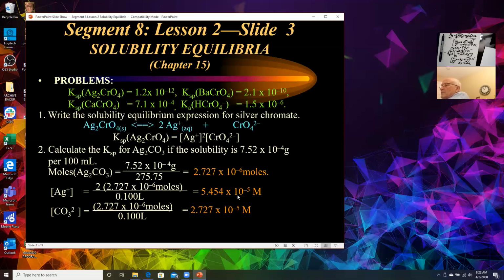Now, if I square this and multiply it by this, as we have here, square the silver ion concentration, multiply it by chromate, then I get 8.1 times 10 to the negative 14. This is a typical region. Remember, these are compounds that are, quote, insoluble. You can see they're not very soluble.